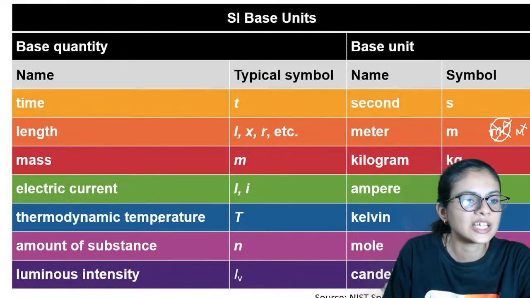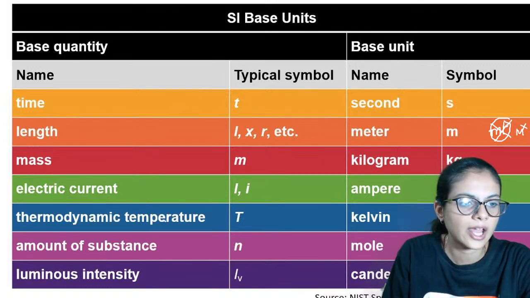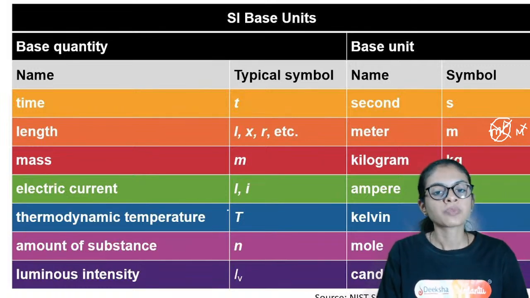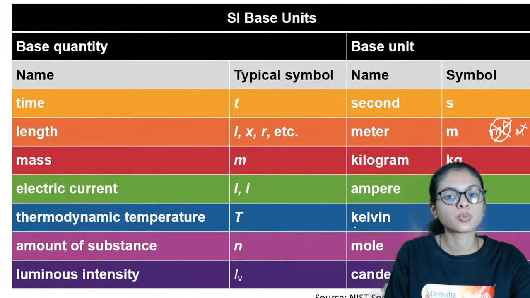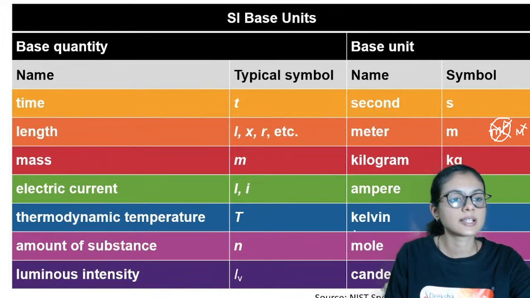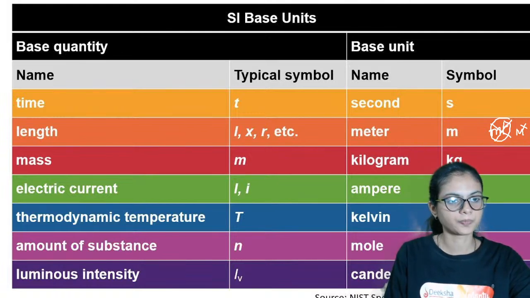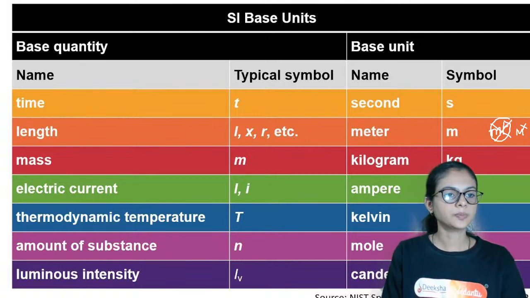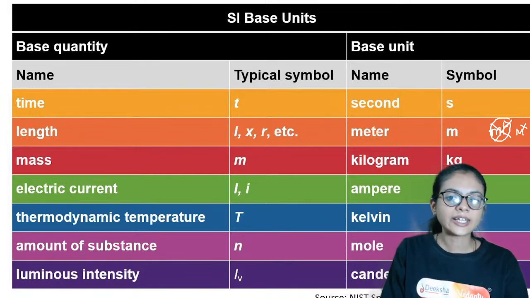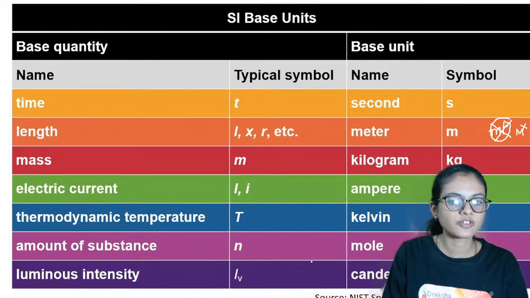Then temperature, that is nothing but thermodynamic temperature, or just temperature. It is denoted with capital T. And what is the SI unit? It's not degree Celsius. Kelvin is the standard SI unit of temperature. So remember, it's not degree Kelvin, it's not degree Celsius. The SI unit of temperature is Kelvin.